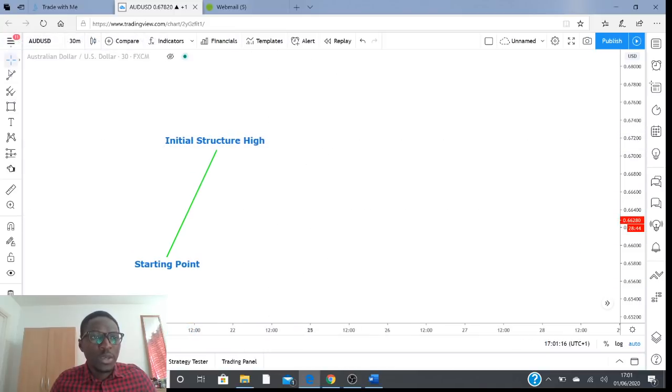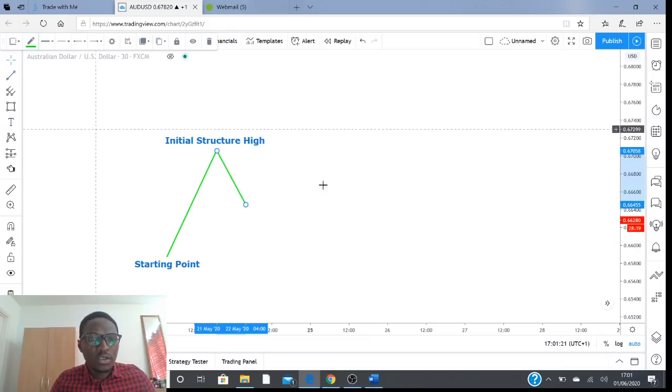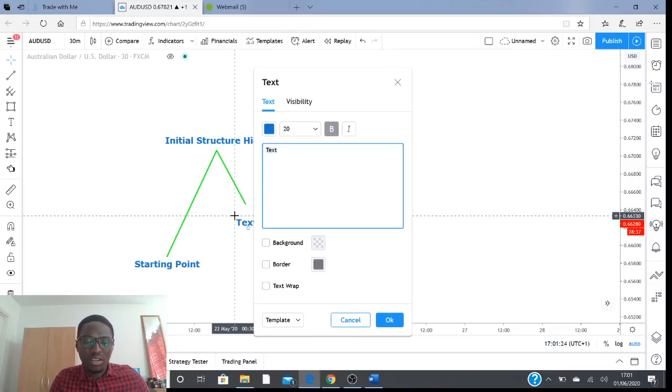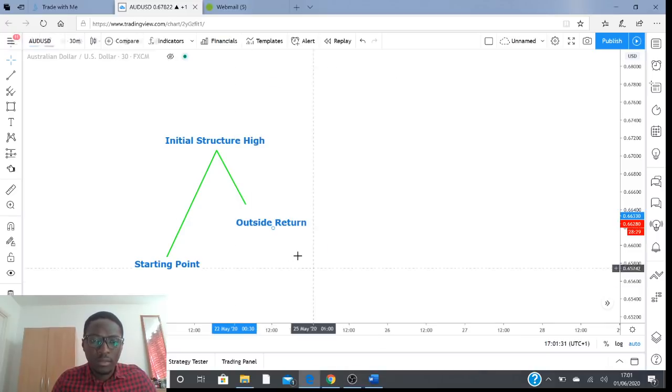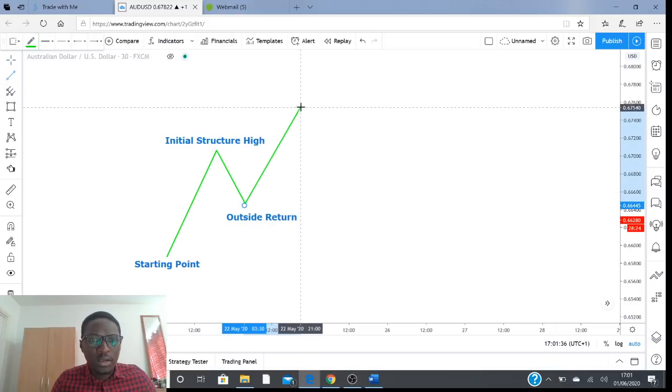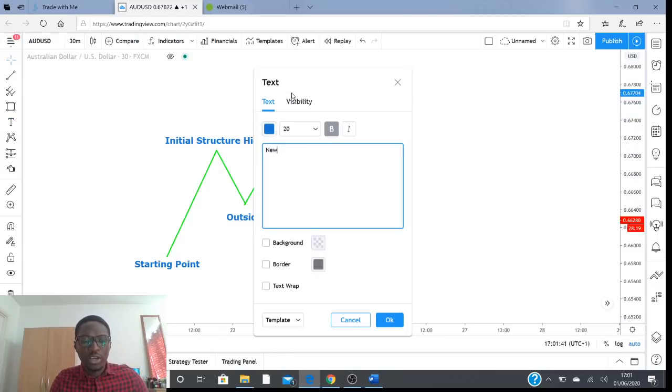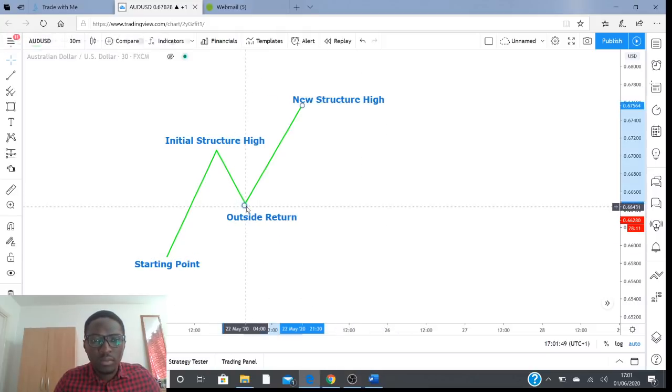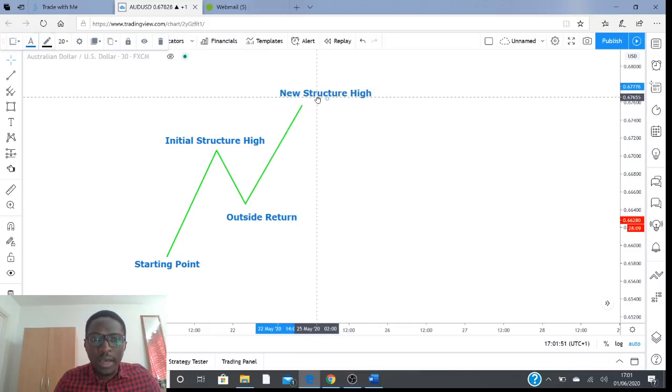And then after that we get a little pullback. This pullback is known as the outside return, or you can just call it a pullback if you want, but I'm gonna call it the outside return. And then after the pullback we get another impulse leg, creating what we call a new structure high. So this is what a bullish structure looks like.